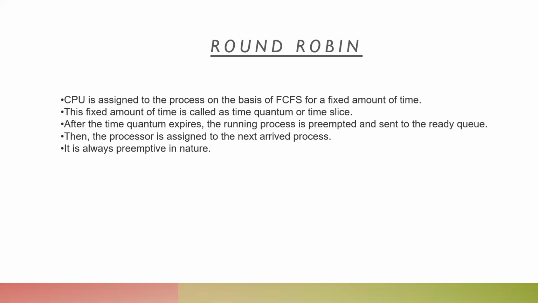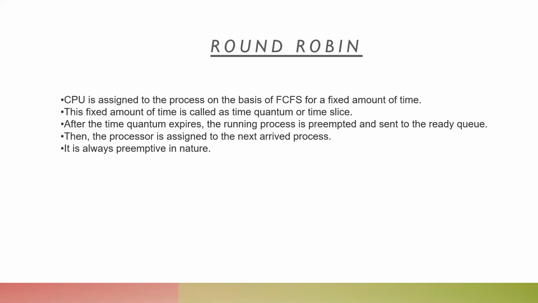So starting to see about round robin, first the CPU is assigned to a process on the basis of FCFS for a fixed amount of time. So this statement tells us that the programs in the ready queue should be sent to the CPU on the basis of FCFS, that is first come first serve, and should be executed for a fixed amount of time. This fixed amount of time is also called time quantum or time slice. The time which we assign for the process to get processed in the CPU is called time quantum or time slice.